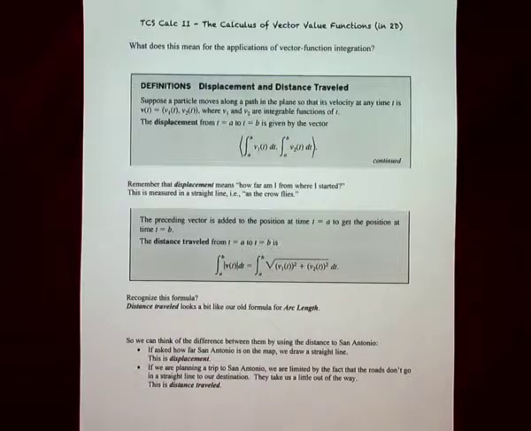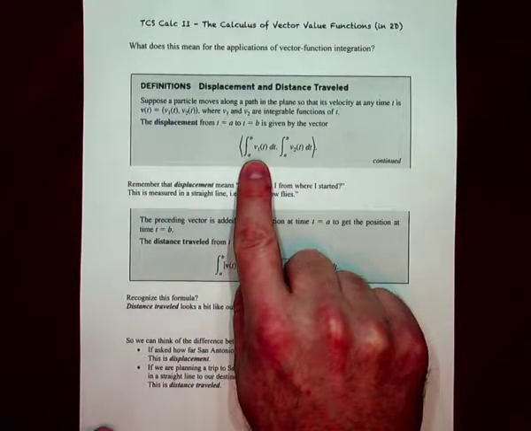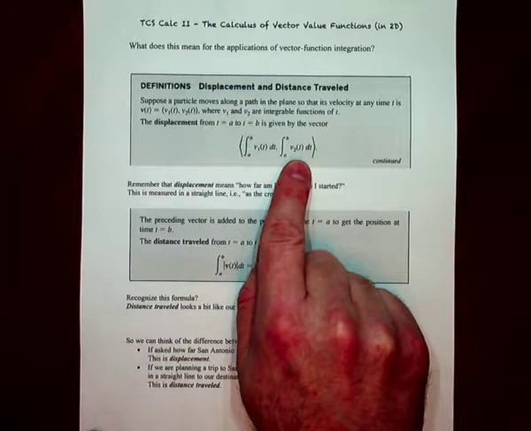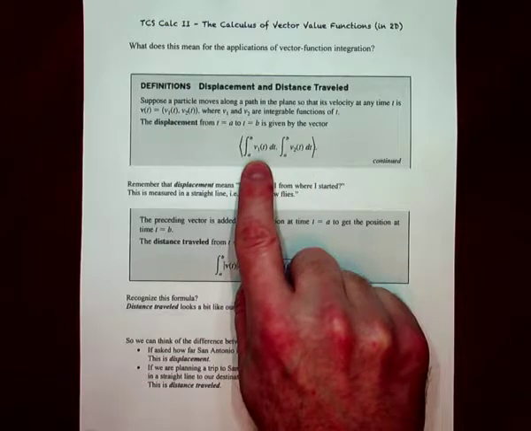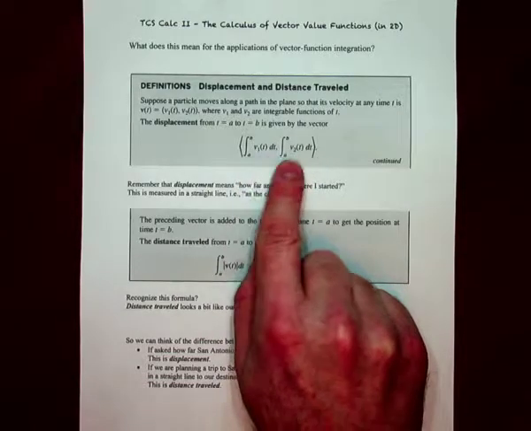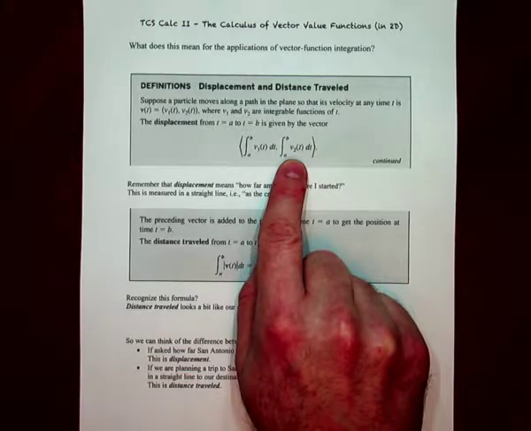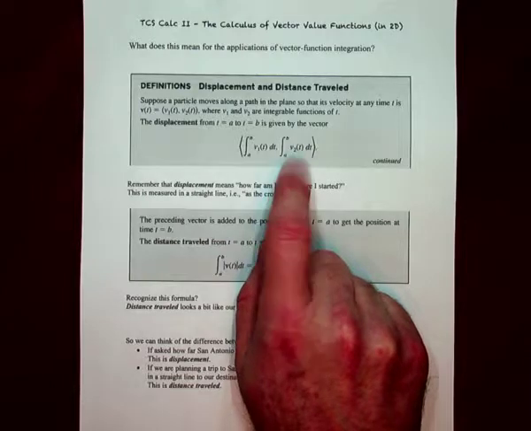So if you're looking for how far the terminal end of a vector is at time b than where it was at time a, you simply need to do the definite integral from a to b of each component and you get a vector. You basically get how far it moved in terms of its horizontal displacement, and you get a component that tells you how far it moved in terms of its vertical displacement.